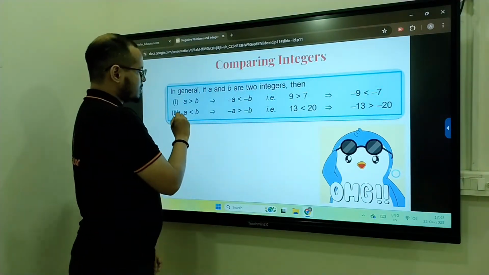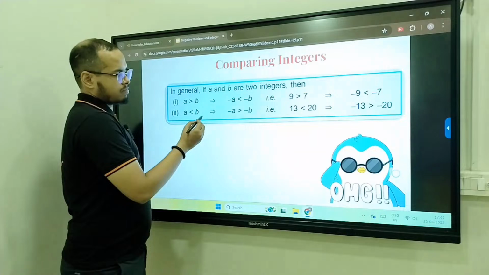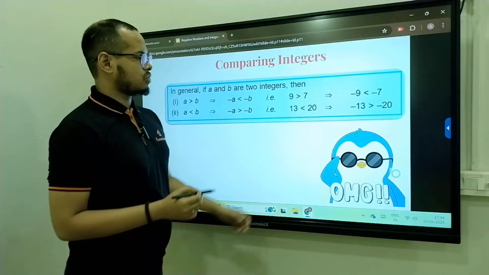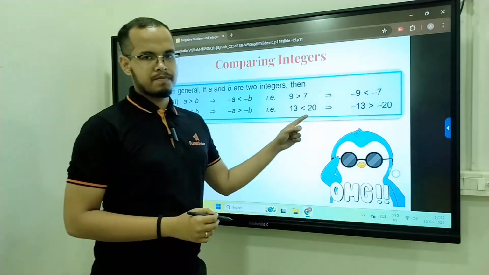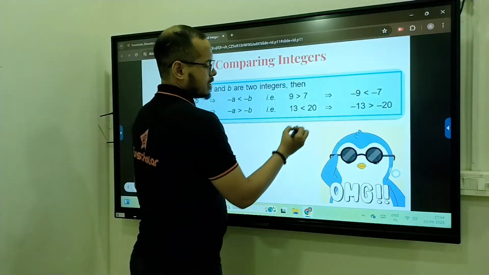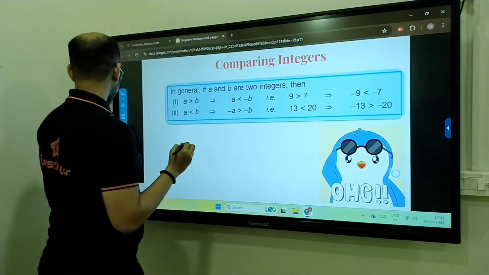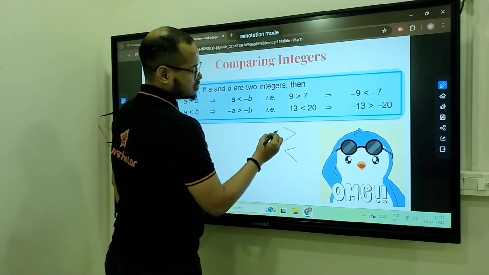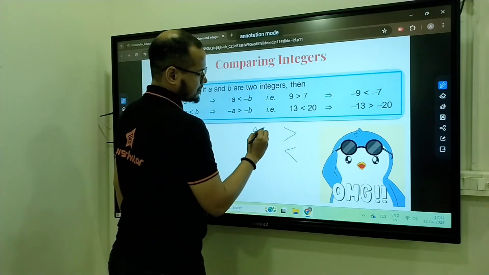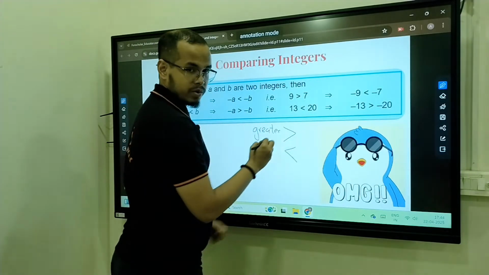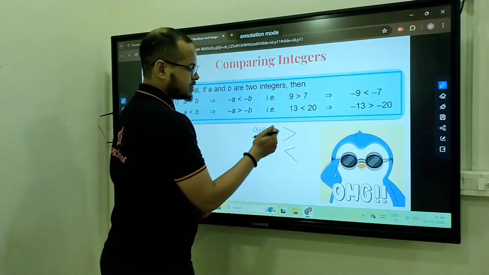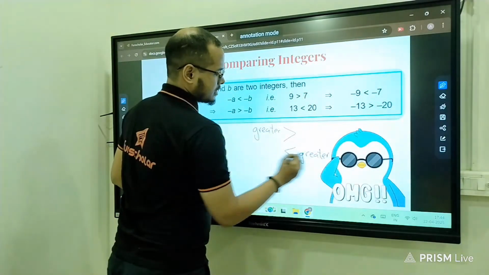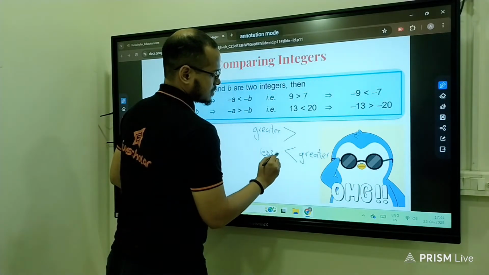Now similarly, if a is greater than b, then the greater than sign changes to the lesser than sign. So 13 is lesser than 20, right? This you know. Whenever this sign, wherever the arrowhead opens up, that is the greater portion. This is again greater, and this is lesser, this is lesser.